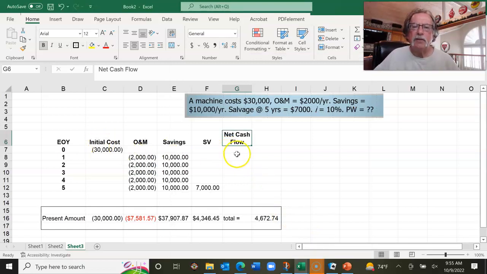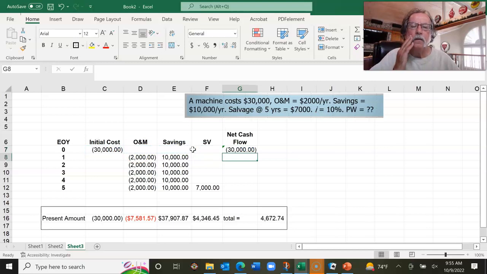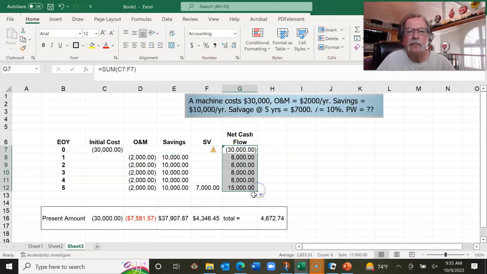And that's just going to sum it across. So in year 0, it's just the $30,000. And these are our net cash flow. So this is why it's important to have your signs directionally accurate if you're just going to add across.